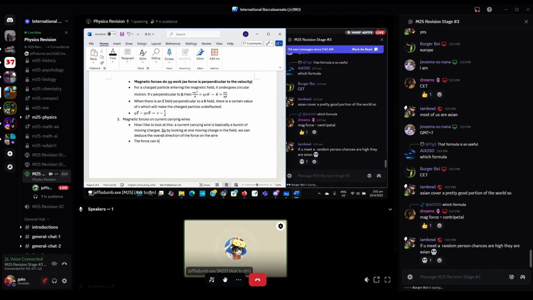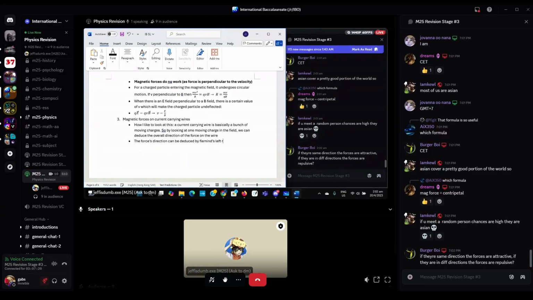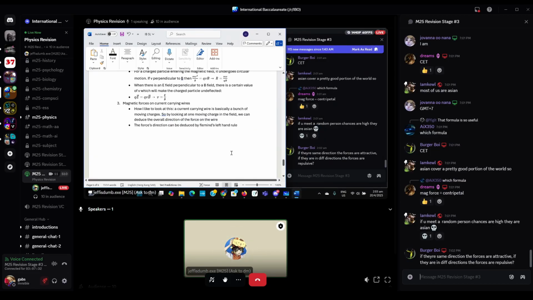Then you can say the force's direction can be deduced by Fleming's left-hand rule. This direction is such that like currents attract and opposite currents repel. I'll illustrate that later, but I'll just talk about it first. Fleming's left-hand rule, and for an equation, right?